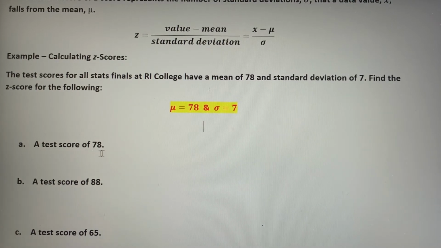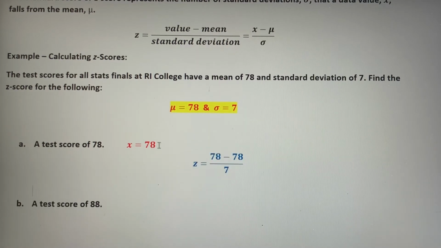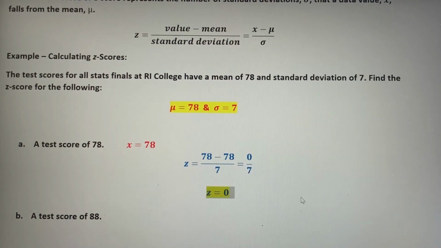So my x value here, my test score, my data value is 78. All right, so I'm going to plug these three values into my equation to find the z-score. So z is going to equal my x value minus my mean, so 78 minus 78, divided by the standard deviation, 7. So that gives me 0 over 7, which gives me a z-score of 0. I'm going to keep using the same formula.